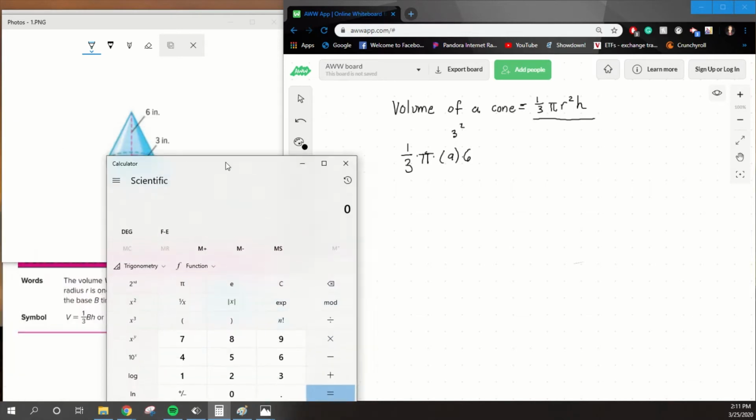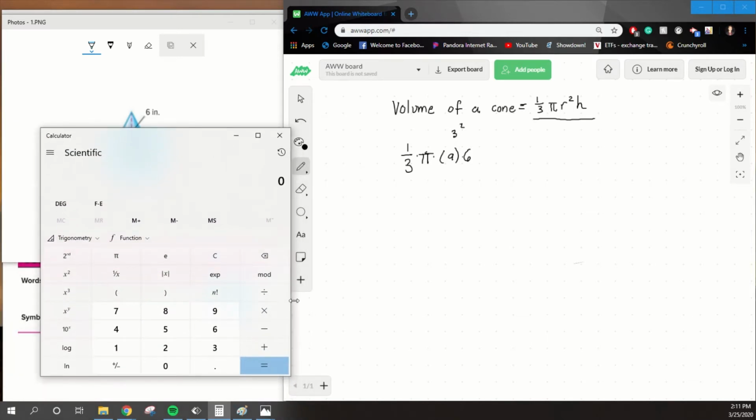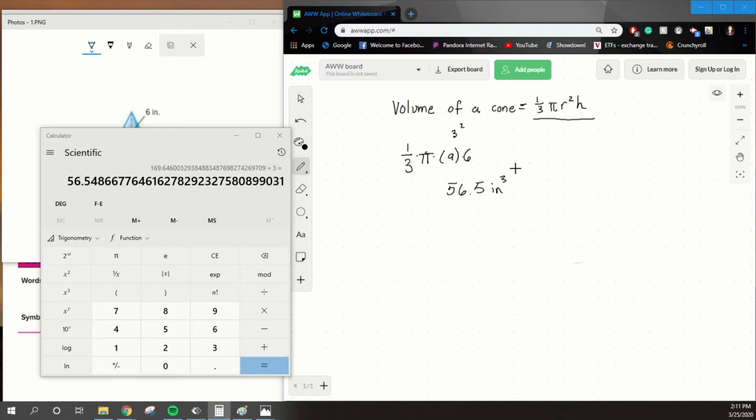We have 9 times 6 right here, times pi, click your pi button, equals that big old thing. And we're going to divide that by 3. I'm dividing it by 3 because it's the same thing as multiplying it by 1/3. And then as always, I want to round to the nearest tenth for these types of problems. So 56.5 inches, and I'm in volume, so it's cubed. So 56.5 inches cubed is the answer to that first problem.